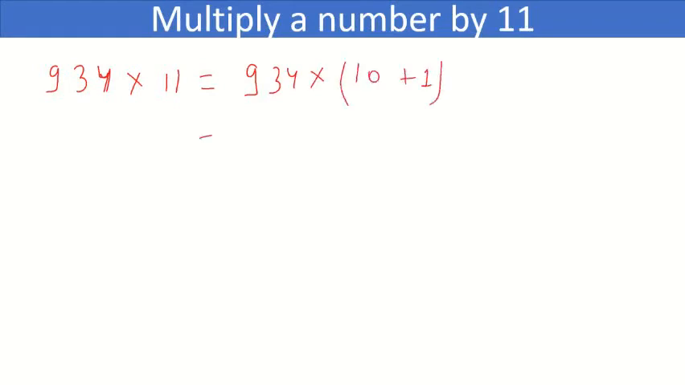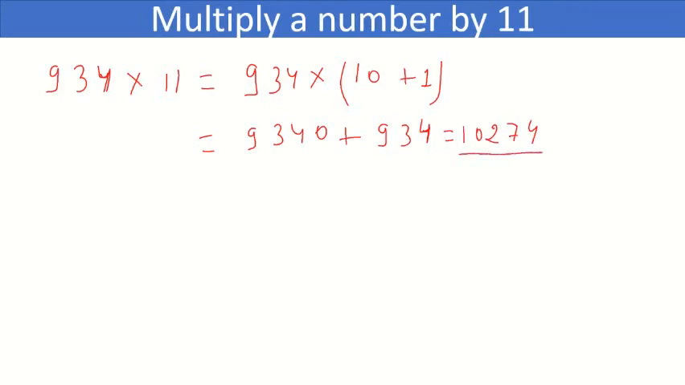Okay, so here you will first of all multiply 934 with 10, that will result in 9340, and then you will add the same number to it. Okay, so it will result in 10274.